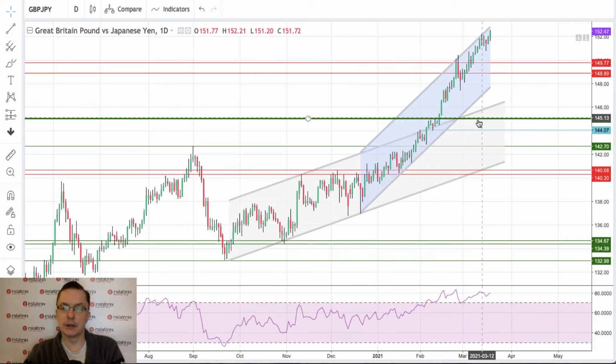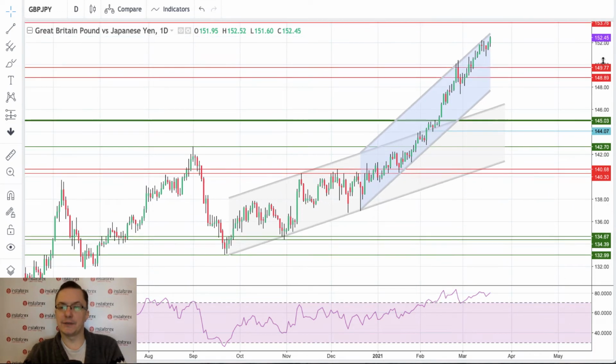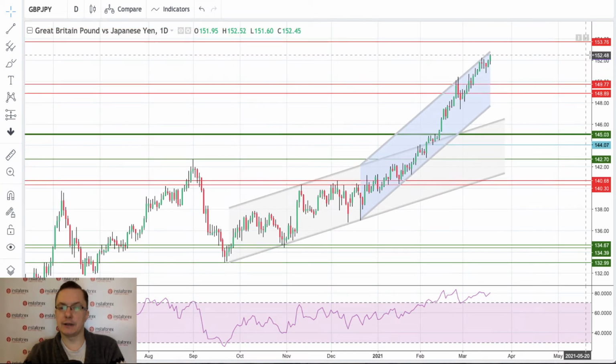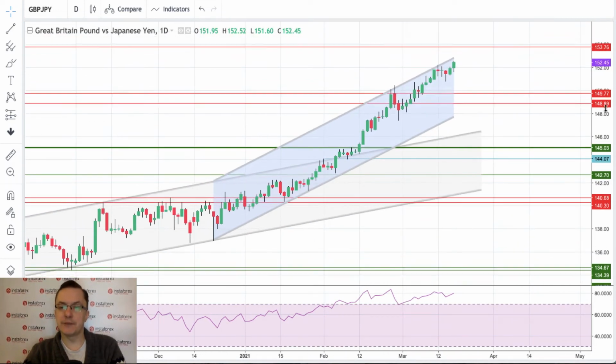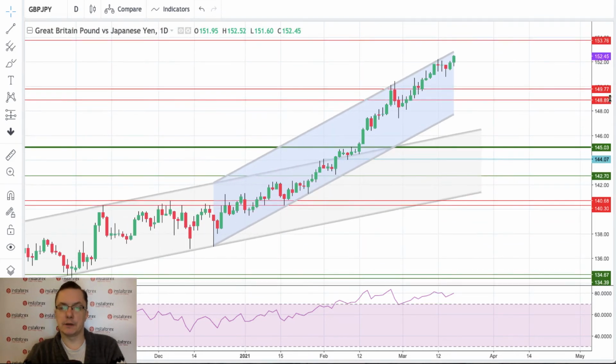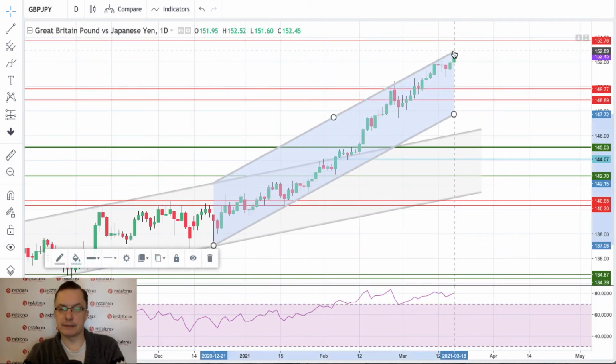We got this main channel, the gray one, and then we started to go up even more aggressively. So this is the blue channel. The last resistance 148.89, 149.77 violated, 150 violated, and now we are heading towards 153.76. This is the target for the bulls. So it looks like we are about to get there, and we will hit this level before any meaningful technical correction will take place.